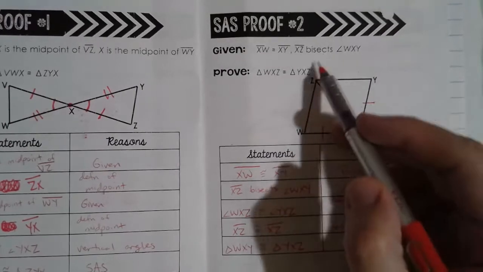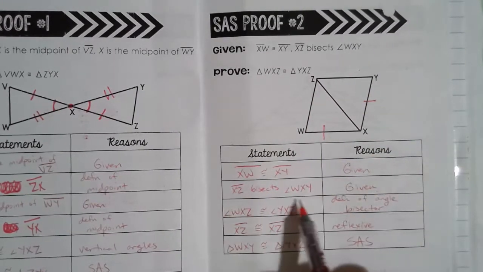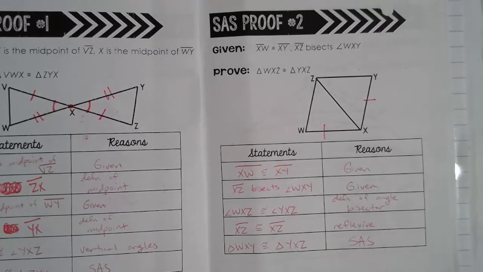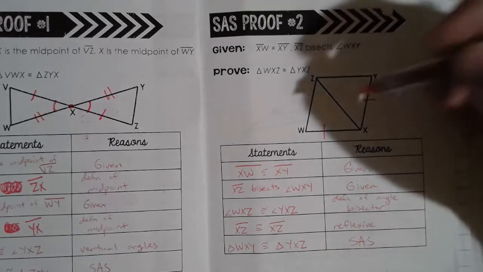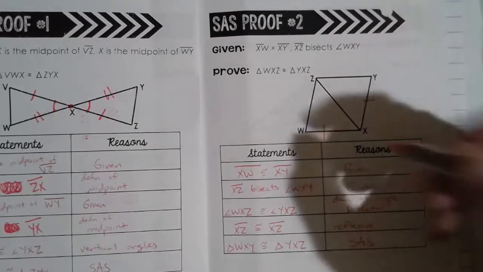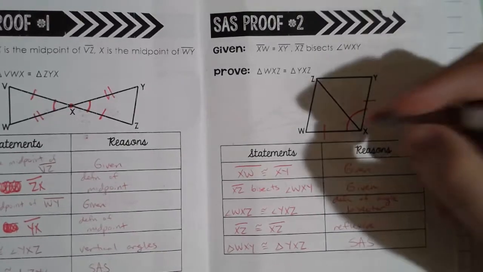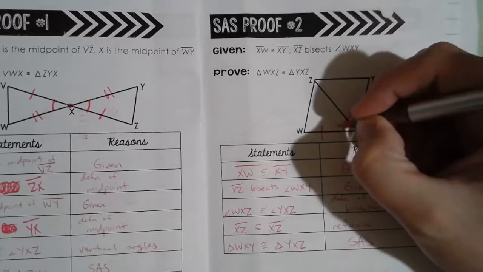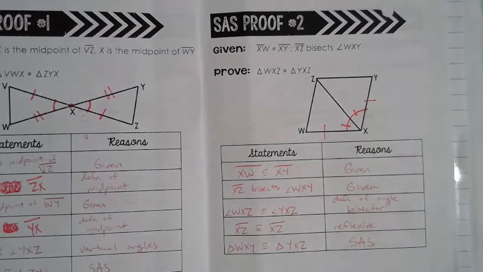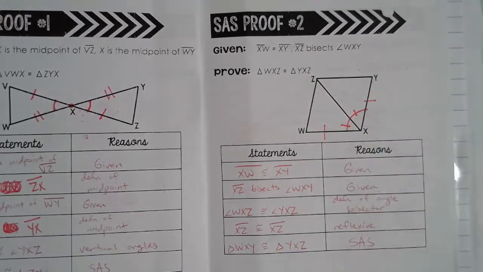Next up, XZ bisects angle WXY. So we'll write that here in our second spot. It's given to us. So now we go on the picture and mark it. XZ bisects angle WXY. So this angle right here is being bisected, which means it's just getting cut in half. That's what it means to bisect something, we're just cutting it in half. The midpoint of a segment bisects the segment. So in the same way, this thing right here, XZ, bisects my angle.